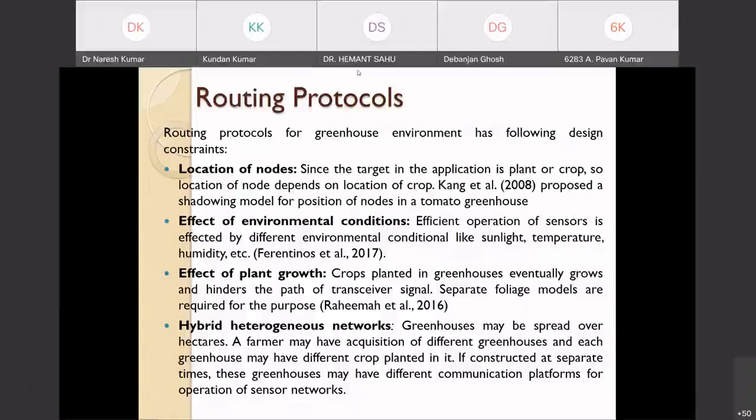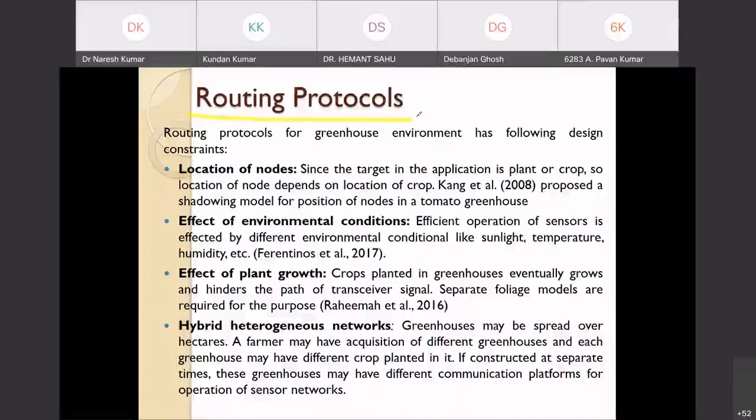Okay, so we have reached the routing protocols. Most of the work is being carried out on routing protocols, but I have included in this presentation those which were used for the greenhouse environment. There are many routing algorithms, but few of them are being used in the greenhouse environment. So we can say that the scope remains for more routing algorithms to be used. These are the few that we'll discuss one by one.